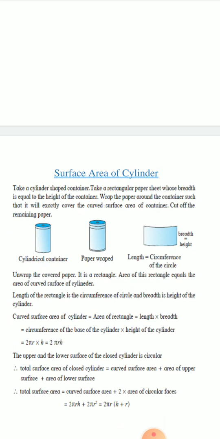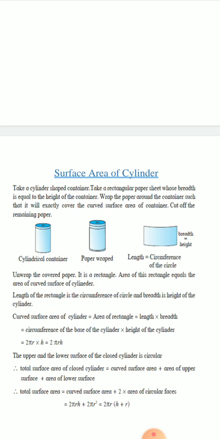The curved surface area is with us, that is 2 pi r h. Now what about the area of the upper surface and the area of the lower surface? As these are circular in shape, this is nothing but the area of a circle, which is pi r square. In this case both circles are of the same diameter, isn't it? So the total surface area equals the curved surface area plus 2 times the area of a circular face. So 2 pi r h plus 2 into pi r square. So 2 pi r h plus 2 pi r square is your formula.